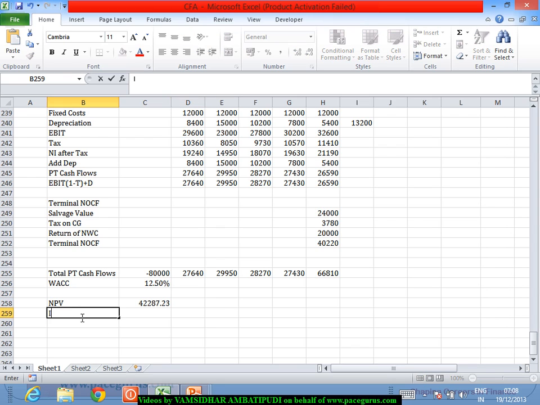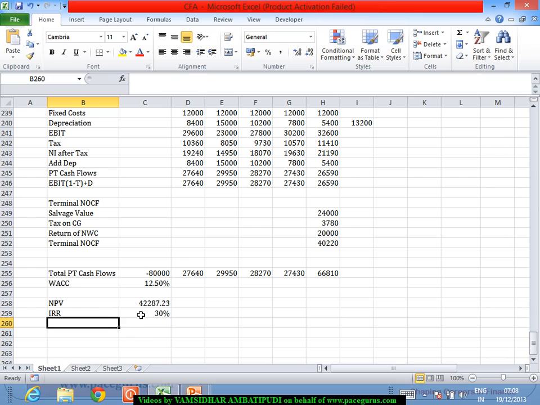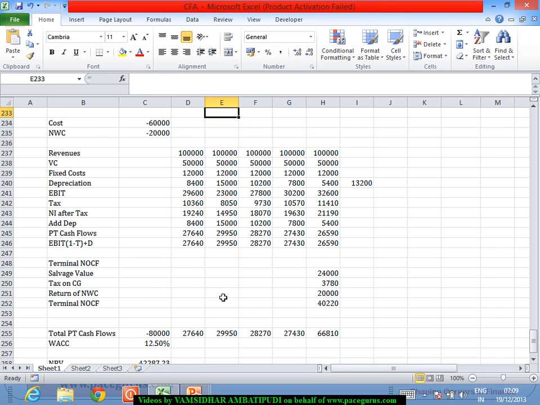And if I am talking about the IRR involved in the project, I could very well find out the IRR, and that works out to be around 30%. Which means on an average I am able to generate around 29.68% as the annual return out of this particular project. Because the IRR is much greater than the cost of capital, which is 12.5%, we can very well go ahead accepting the project.